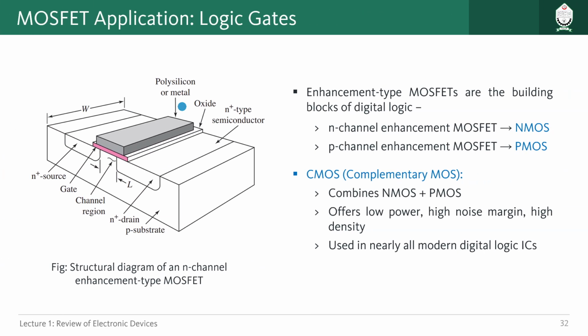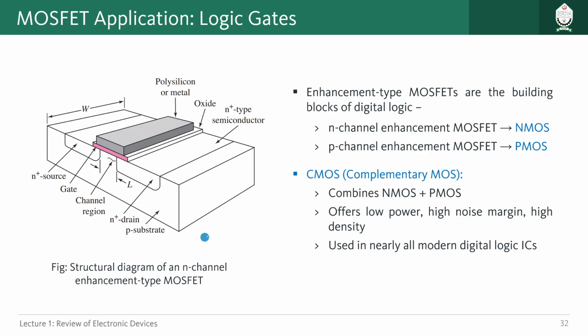Then finally we have come to the end of this lecture. So we have briefly discussed some of the basic electronic devices we need to use for our semester, for building different logic gates: diodes, bipolar junction transistors, and MOSFETs. So finally, in this last page, let us discuss how MOSFETs are used in logic gate applications.